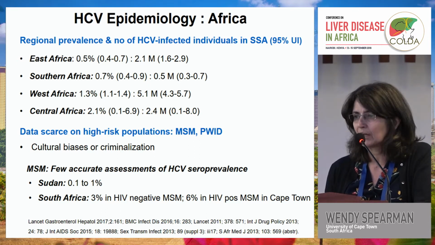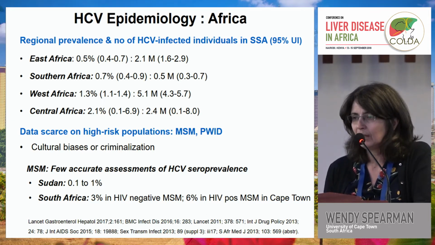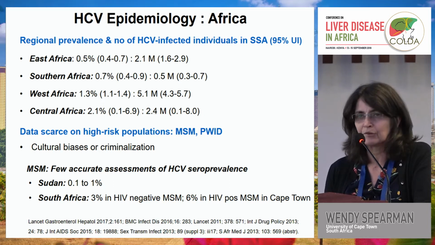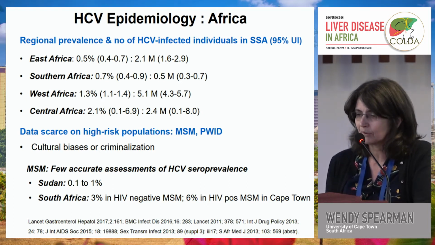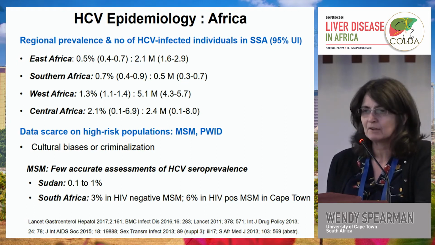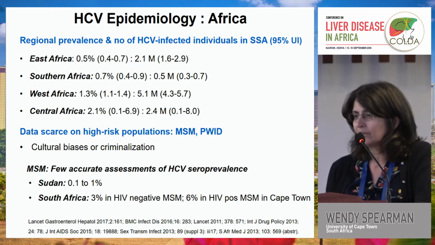Data is scarce on high-risk individuals such as MSM and injecting drug users as a result of cultural biases and criminalization, and there are very few accurate data on MSM. In Sudan, it's been reported being between 0.1 and 1%, and in South Africa, from our own centre, we've reported 3% in HIV-negative MSM and 6% in HIV positive.